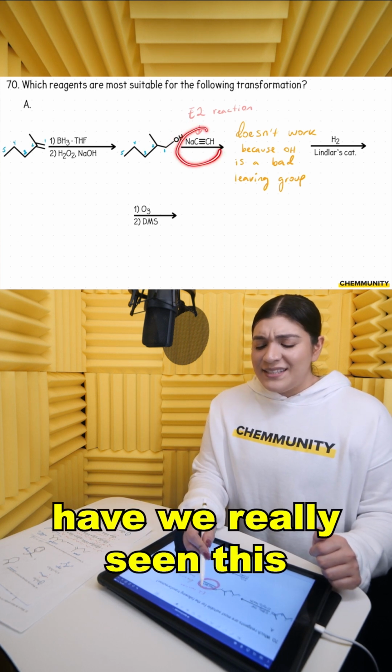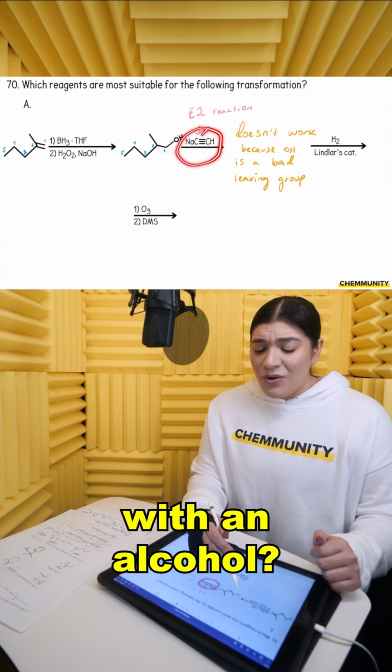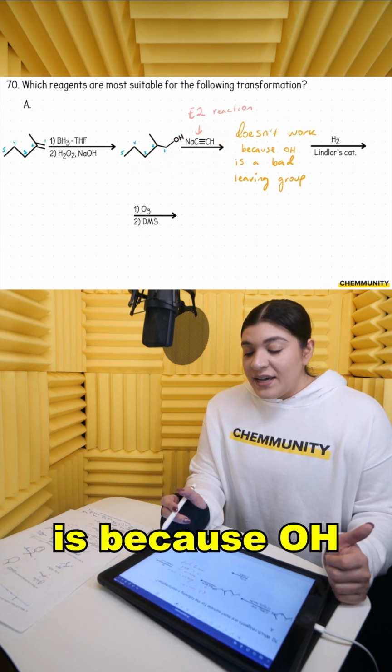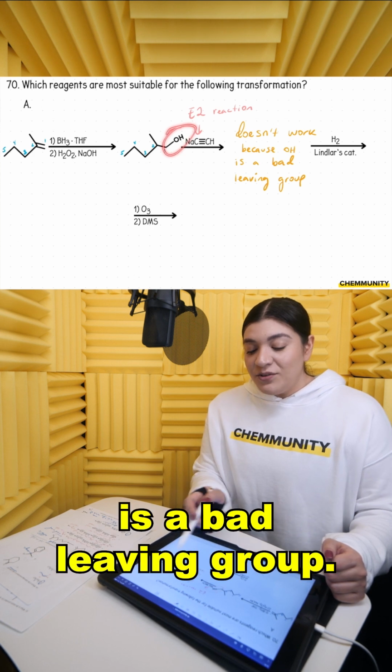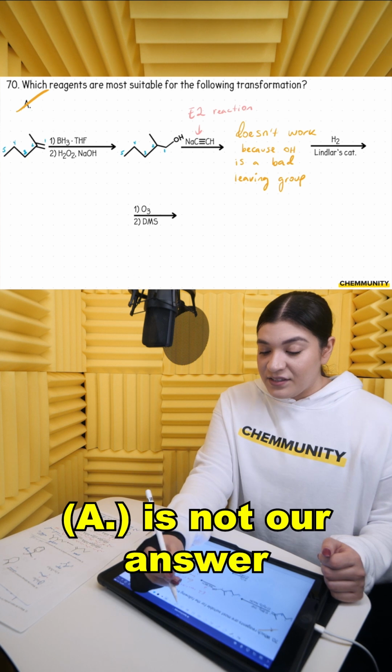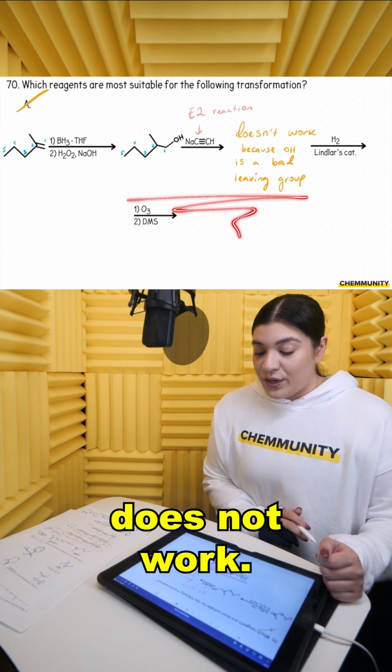Now, have we really seen this with an alcohol? No, this does not work. The reason why it doesn't work is because OH is a bad leaving group. Automatically, we can stop and say A is not our answer because the second step does not work.